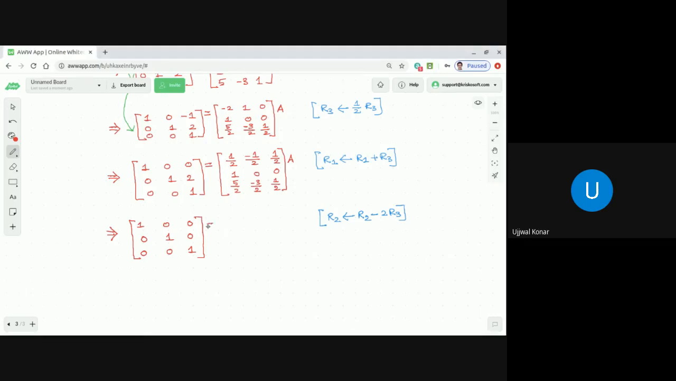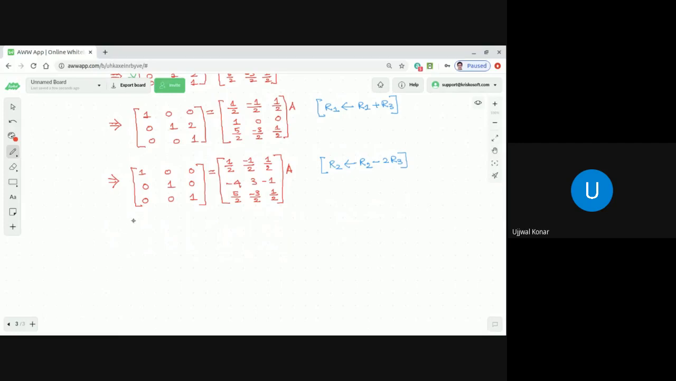And in the right hand side, what you will get, dear students? You will get 1 by 2, minus 1 by 2, 1 by 2, 1 by 2, minus 1 by 2, 1 by 2. Then you will get minus 4, 3, minus 1, and 5 by 2, minus 3 by 2 and 1 by 2. Complete this and we write the matrix A. We are done, dear students.